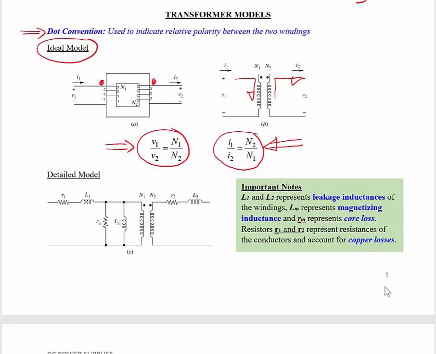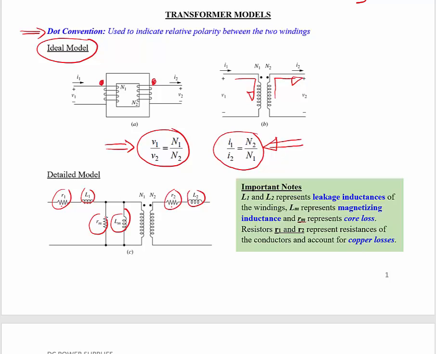So in the detailed transformer model, there are some parameters. The first ones here are L1 and L2, which represent the leakage inductance of the windings. Then we have R1 and R2, both on the primary and the secondary, and they represent the resistances of the conductors, and they account for the copper losses. We also have the magnetizing inductance, which is Lm, and then we also have Rm, which is used to represent the core losses. So this basically represents the detailed model of the transformer.